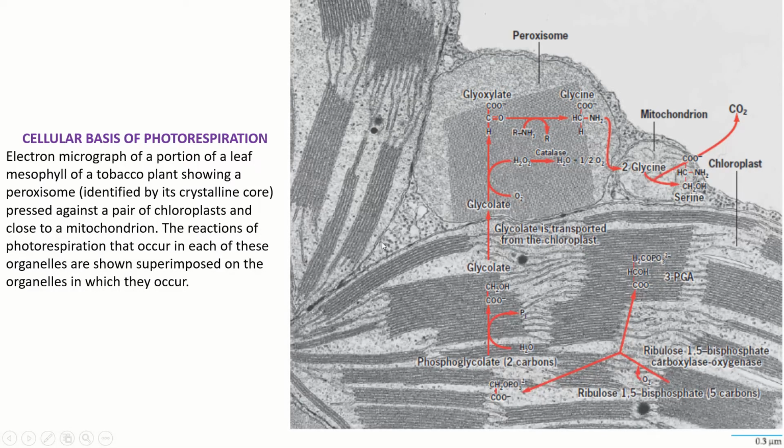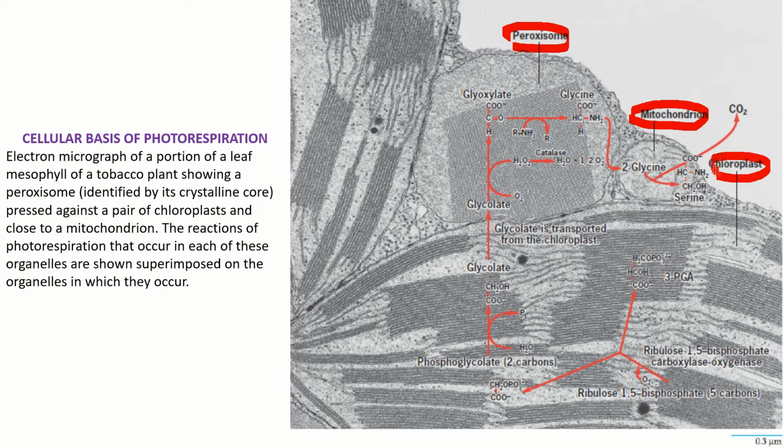What you see here is actually a micrograph. This is a real picture of the plants, and what is happening during photorespiration is mentioned here. I will take the highlighter so that you can see it better. Now you can see here peroxisome. I told you peroxisome is involved. I told you mitochondrion is involved, and also chloroplasts are involved.